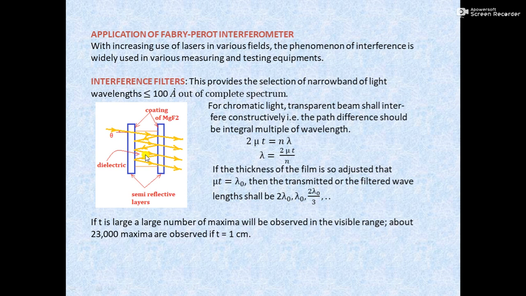For monochromatic light, the transmitted beams shall interfere constructively, that is, the path difference should be an integral multiple of the wavelength, that is 2μt = nλ. So, λ = 2μt/n. If the thickness of the film is so adjusted that the value of μt is equal to λ0, then the transmitted or the filtered wavelengths shall be 2λ0, 2λ0/3 and so on.